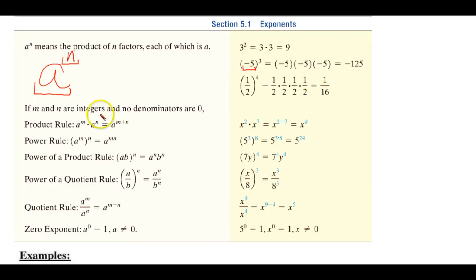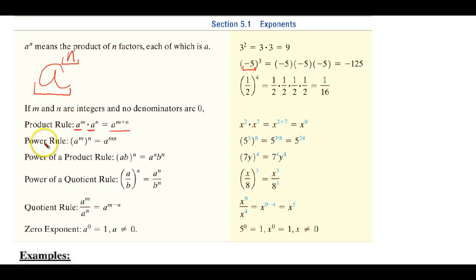Now the basic rule is if your bases are the same and you're going to multiply them, then what we do is we just add the exponents. And that's what this rule is. It's called the product rule.